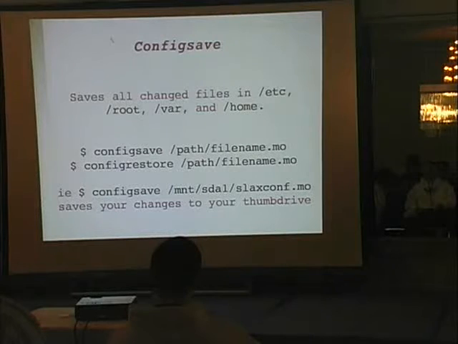Okay, config save saves all your changed files in those directories. So we're running Slax. I change some of the stuff around to play with it, and I run config save, and I tell it which module name. And it will save all those changes in a module. So you just put that in your modules folder, and when you boot it back up, it's got all that. All your changes are saved, which is kind of neat.